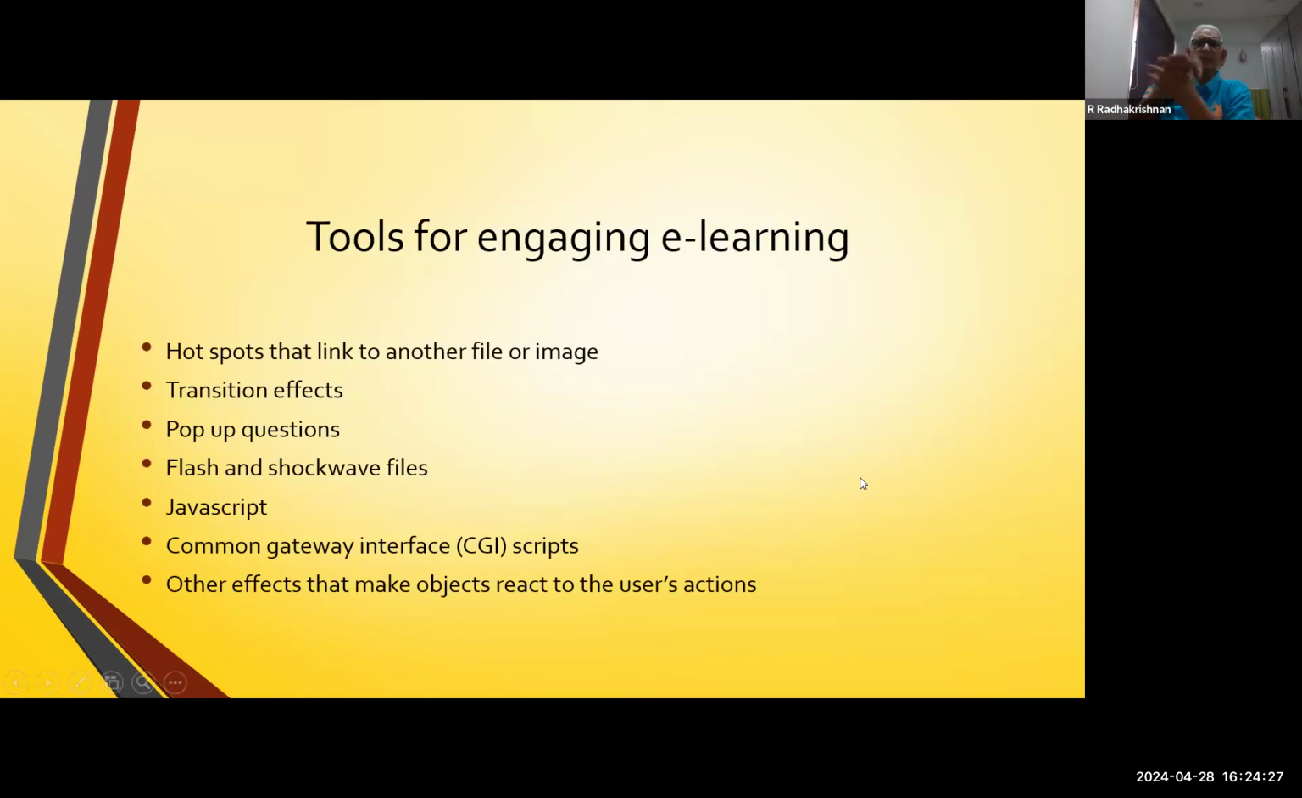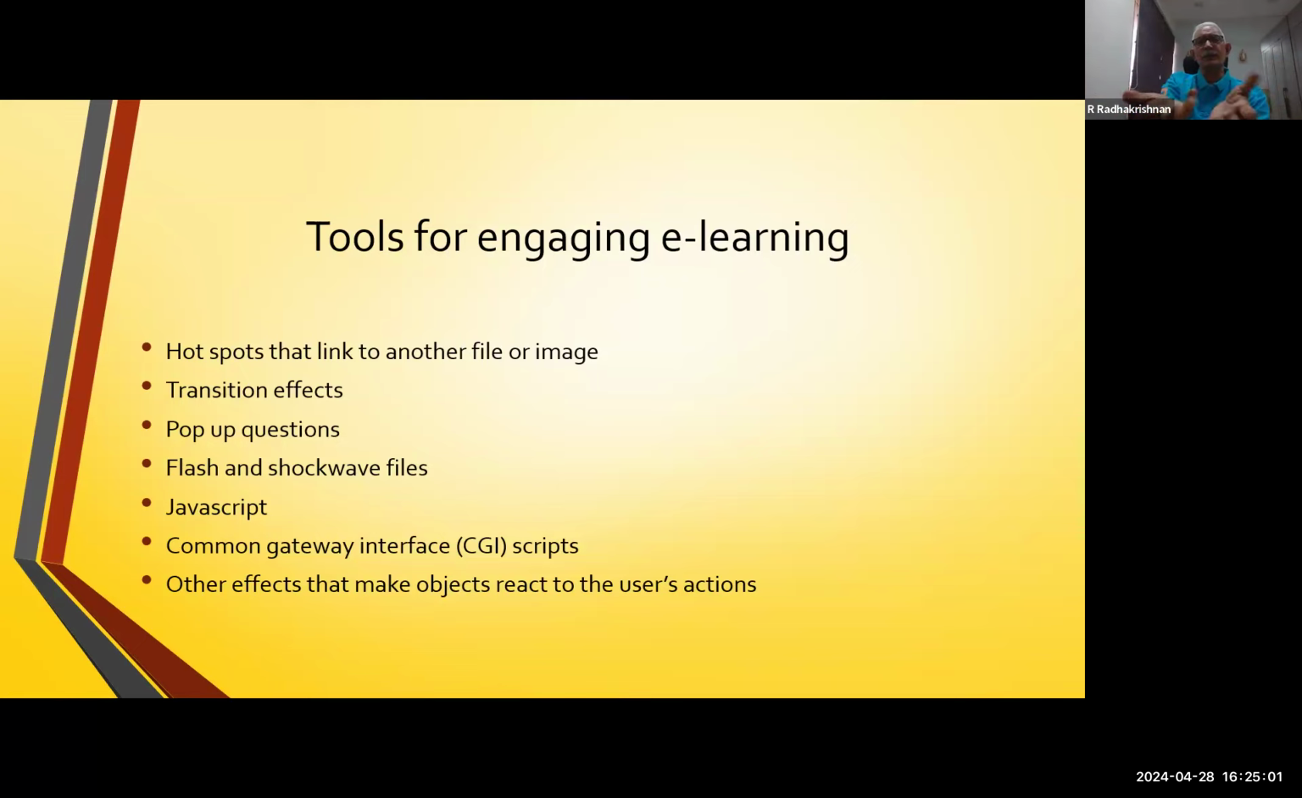Then, when you talk about tools for engaging e-learning, when you develop, there are several standards for putting these kinds of inputs into a training module. And these standards are what we are going to see today. Now, when you talk about tools for engaging e-learning, there are hotspots that link. Suddenly, when you click that, it will take you to some other external link or a file or an image. Then suddenly you will find the image going, and the transition effects.